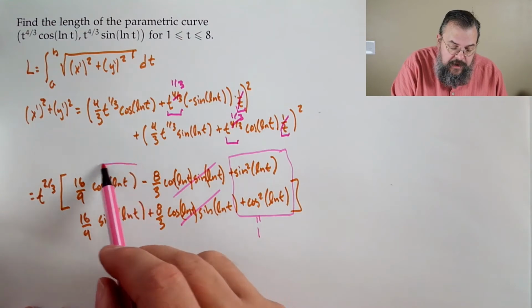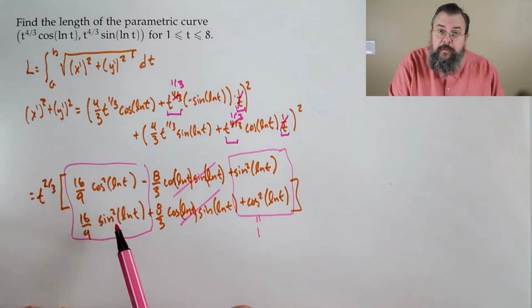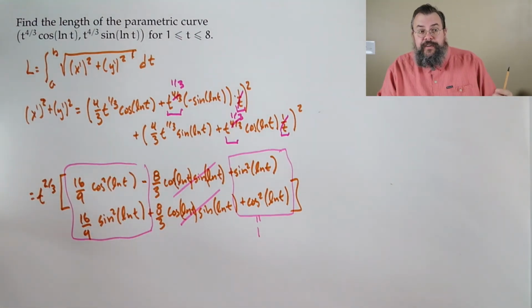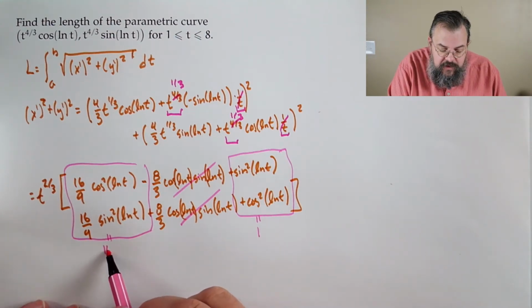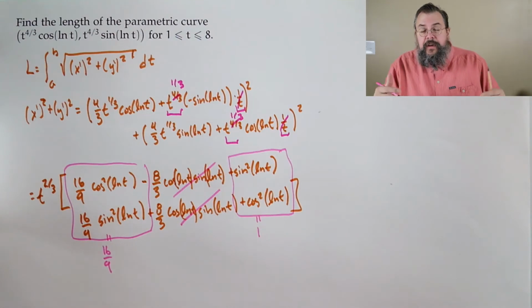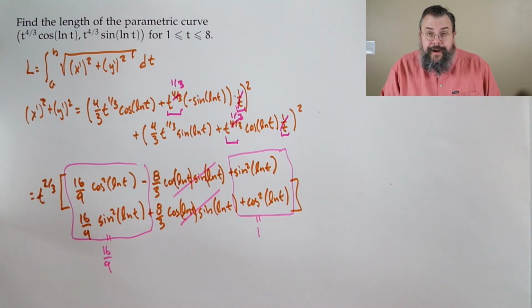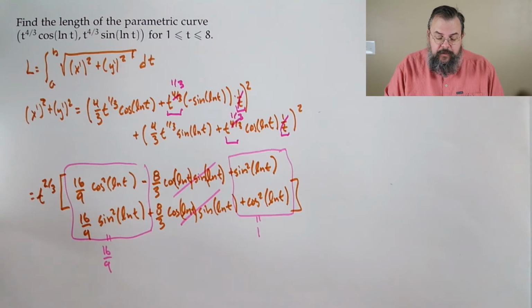And here, what do you have? Well, similar thing, except there's a factor of 16/9. So that equals 16/9, right? Because 16/9 times cosine squared plus sine squared. Aha! Great! Well, and the good news keeps coming. Because what do you see?